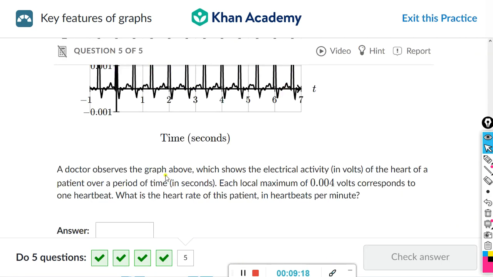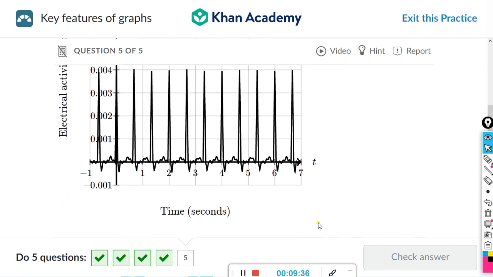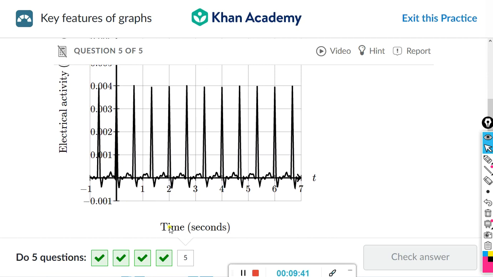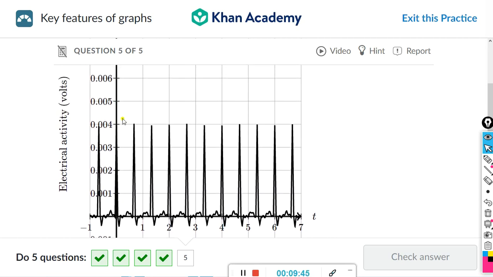All right, last one. A doctor observes the graph above, which shows the electrical activity in volts of the heart of a patient over a period of time in seconds. Each local maximum of 0.004 volts corresponds to 1 heartbeat. What is the heart rate of this patient in heartbeats per minute? Okay, not as bad as it looks. All right, the x-axis is the time in seconds. All right, and every time there's a spike, that's a heartbeat.